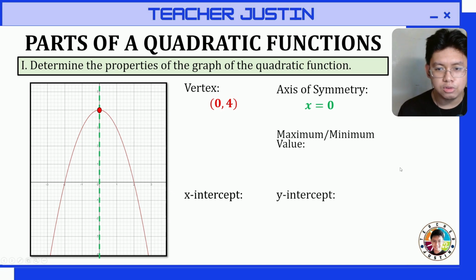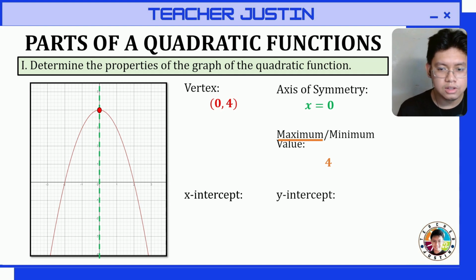Now, let's move on to finding the maximum or minimum value. So, since our parabola is opening downwards and our vertex is located at the highest point, we're looking for the maximum value. So, yung maximum value natin is the y-coordinate of our vertex. So, the y-coordinate of our vertex is 4. So, yan yung ating maximum value.